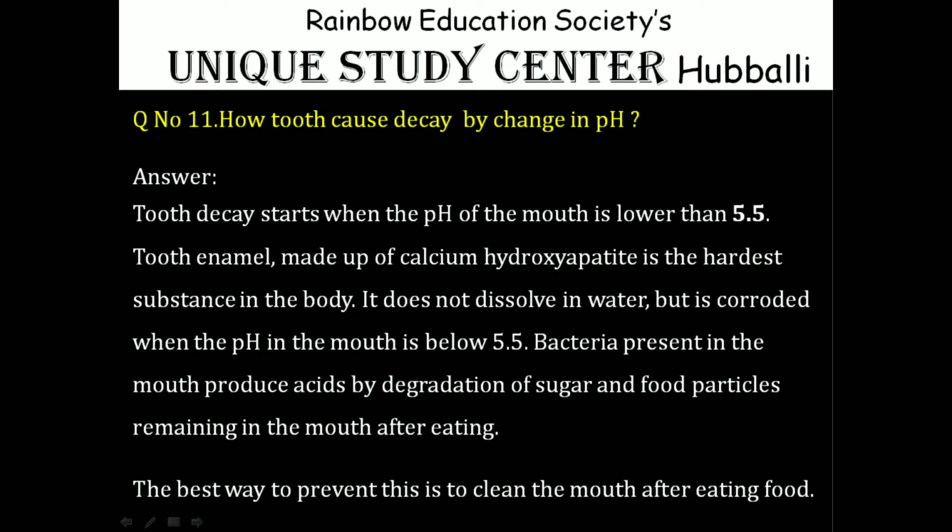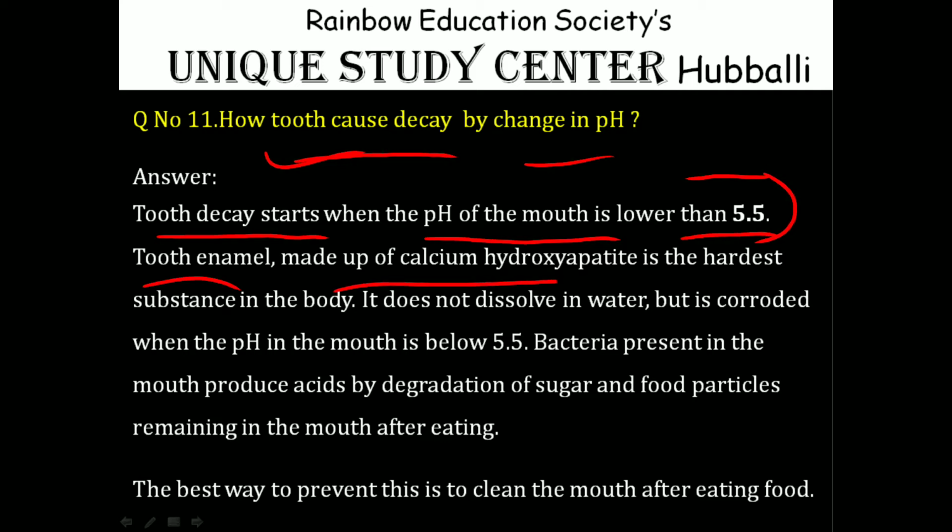Question number 11. How does tooth decay occur by change in pH? Tooth decay starts when the pH of the mouth is lower than 5.5. Means if the pH of the mouth is less than 5.5, only then does it undergo tooth decay, and the strength of the tooth decreases. Why? Because tooth enamel is made up of calcium hydroxyapatite, a calcium compound, and it is the hardest substance in the body.